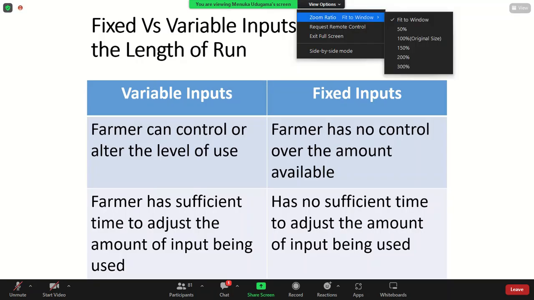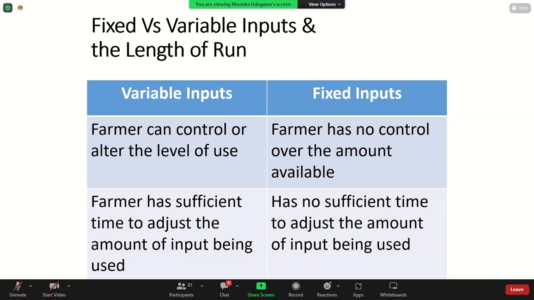In 6 months, land is a fixed input because I don't have money to buy more land to expand my production. I cannot increase the amount of land. Therefore, it's a fixed input. Buildings, even if I want to build another building or rent another building, I can't do that in 6 months. Therefore, it's fixed. Machines could be fixed, right? So variable inputs are things that you can vary in the short run, whereas fixed inputs are inputs that you cannot vary in the short run, right?